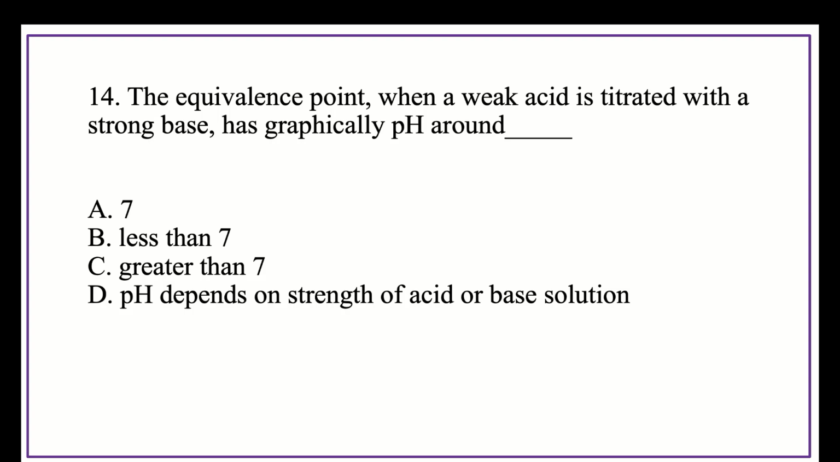Next question. The equivalence point when a weak acid is titrated with a strong base has graphically pH around? So it is a titration of a weak acid against a strong base. Base is added from the burette, which is strong. So naturally the solution will become basic at the end point or the equivalence point. So the pH will be greater than 7.